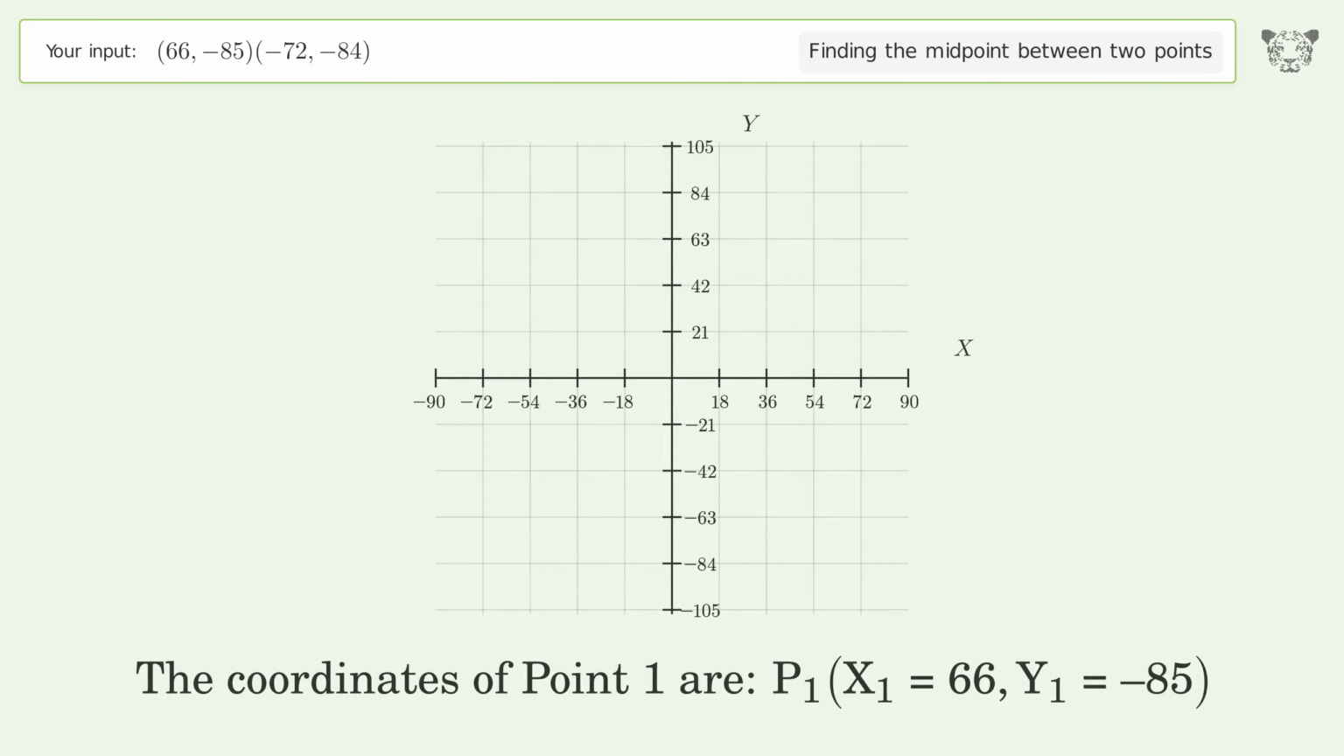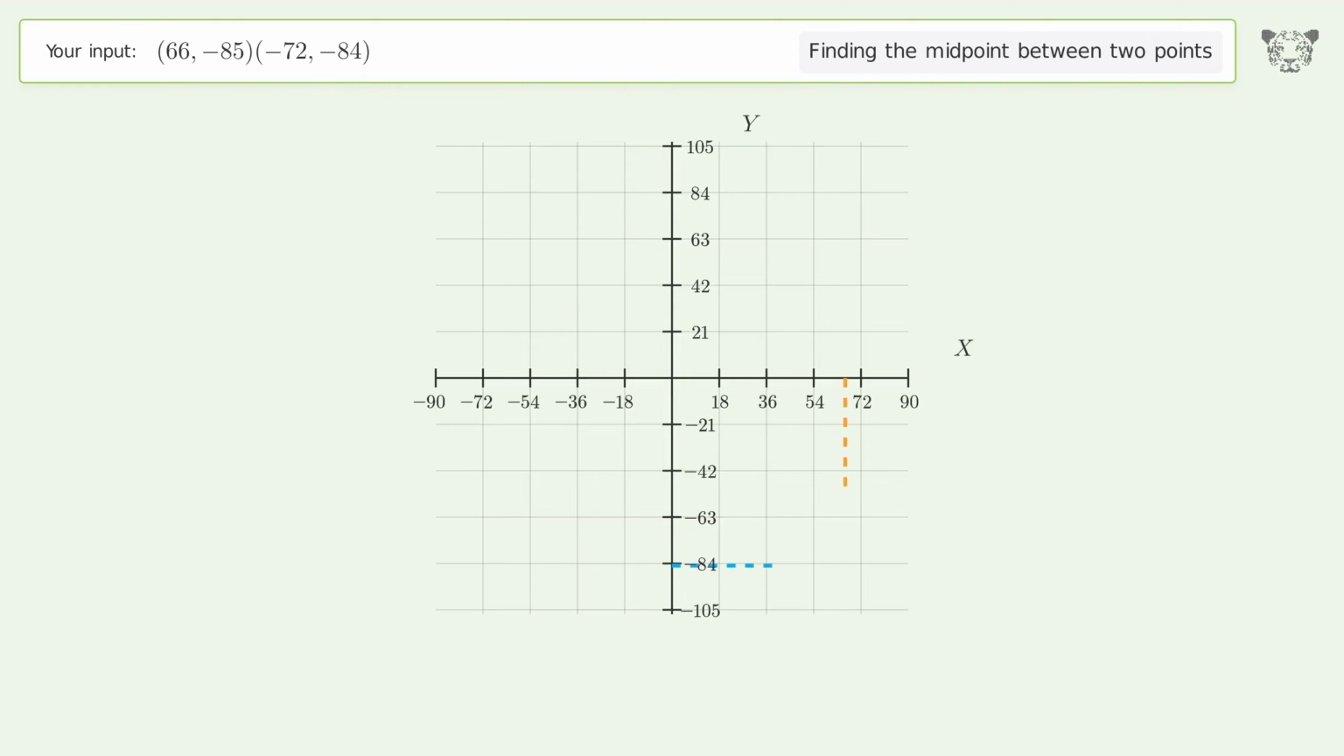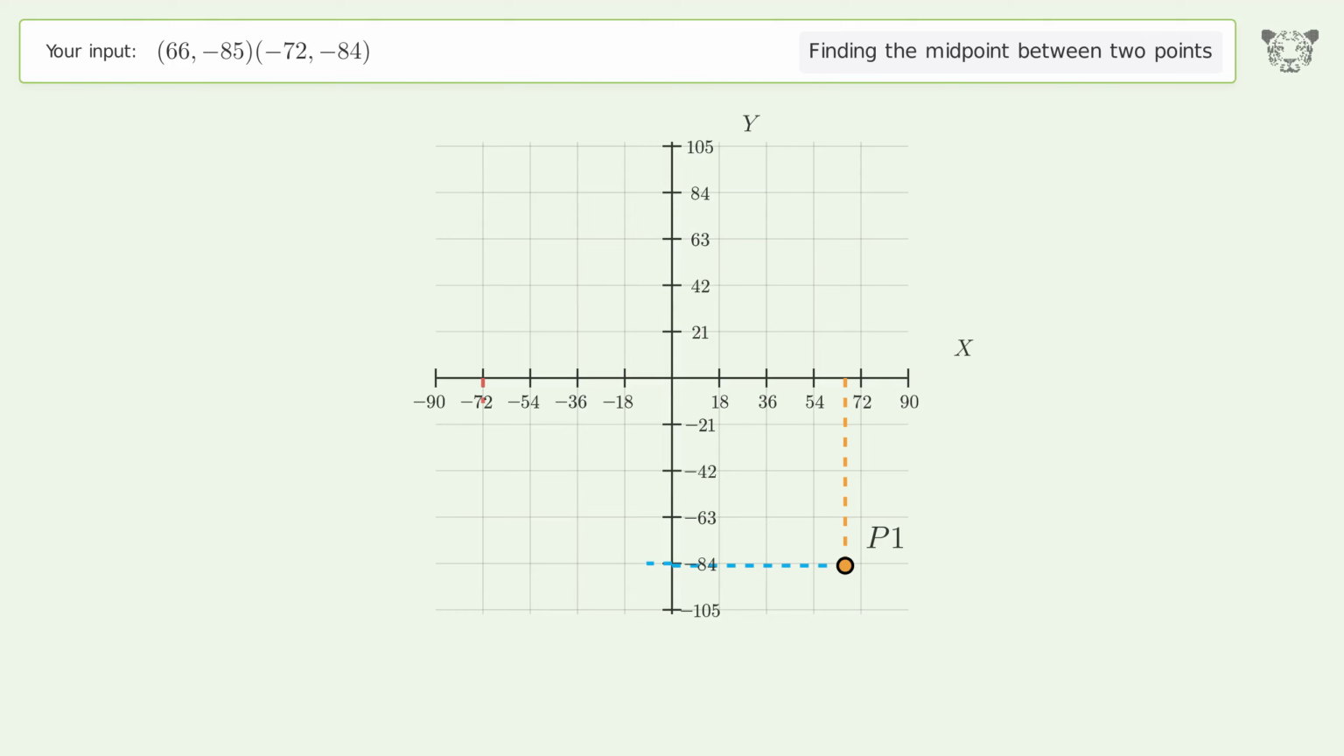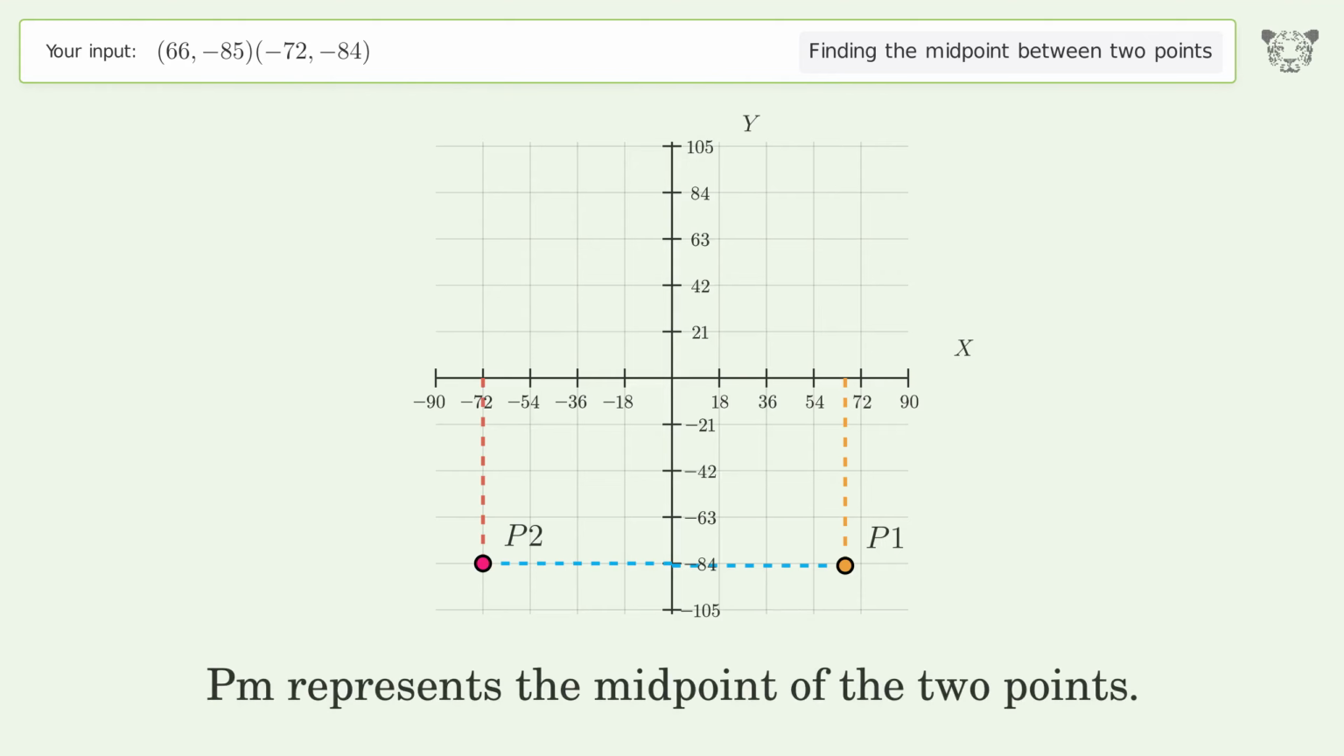The coordinates of point 1 are, x1 equals 66, y1 equals -85. The coordinates of point 2 are, x2 equals -72, y2 equals -84. PM represents the midpoint of the 2 points.